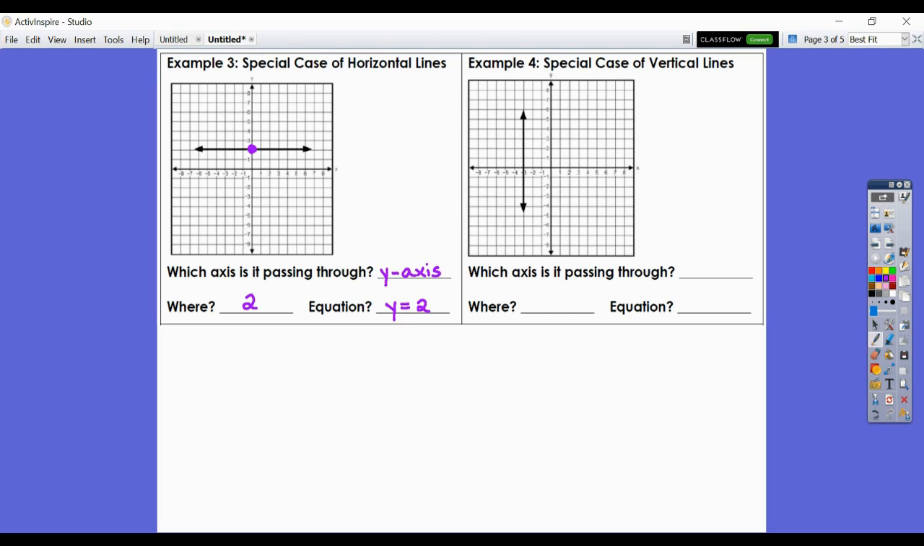The next special case is going to be a vertical line. We see what axis it's passing through, and that's going to be the x-axis, so we start our equation with x equals. Depending on the axis you end up passing through is what you have your equation equal to. Now, where is it passing through the x-axis? That's a negative 3. And so your equation is x equals negative 3.